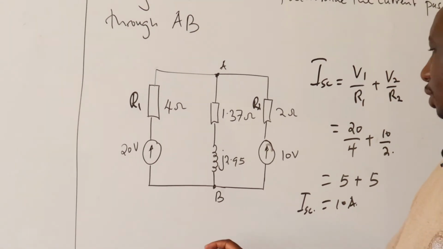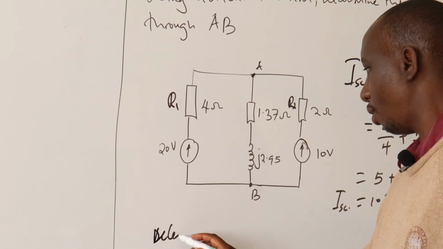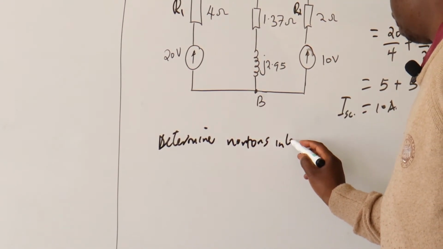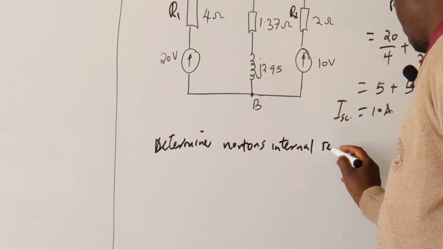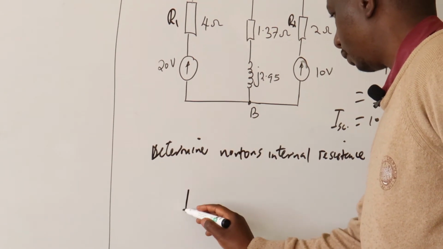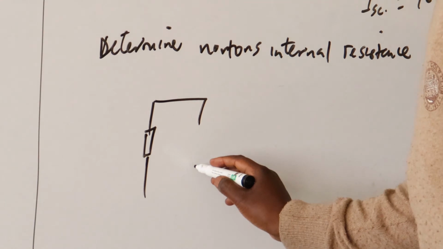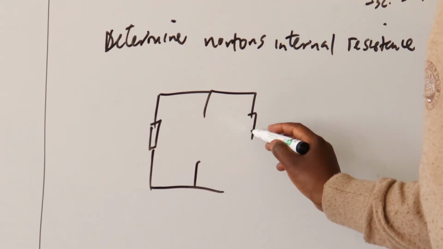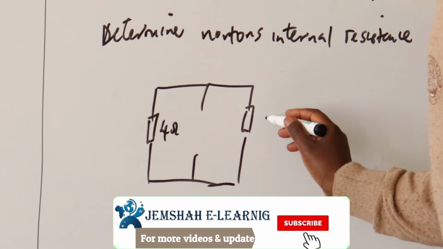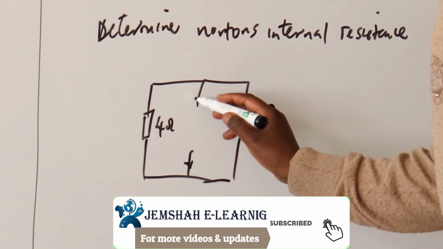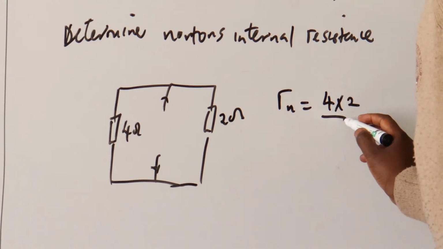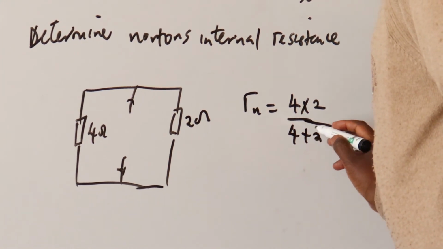Then from there, we determine Norton's internal resistance. So the circuits are going to be in parallel. We shall have our circuit appearing this way. So this is 4 ohms, and this is 2 ohms, and this appears to be in parallel. So R of N is supposed to be 4 times 2 over 4 plus 2, because they are in parallel.